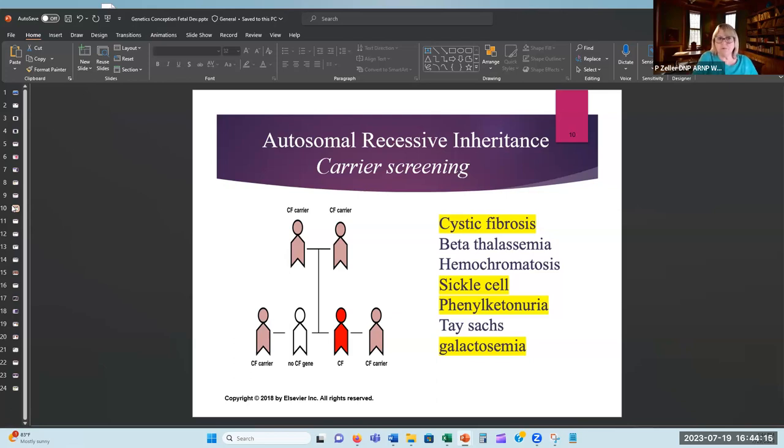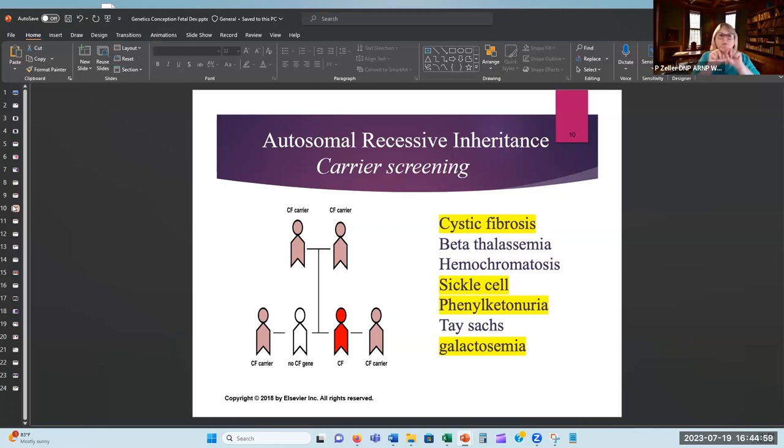Does she have a gene for cystic fibrosis? Or a gene for sickle cell? A gene maybe for phenylketonuria? A gene for galactosemia? It could be any of these disorders. This group is called autosomal recessive genes. In other words, she might be carrying the gene, but if her partner is not carrying the gene, then there's not a problem. But if she's carrying the gene for cystic fibrosis and her partner is also carrying it, it doesn't mean they have the disease. They just have the gene for the disease.